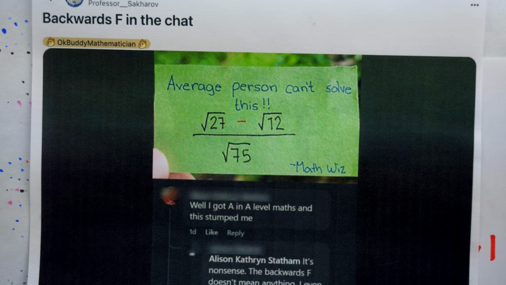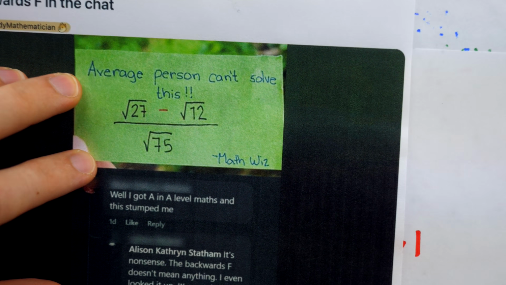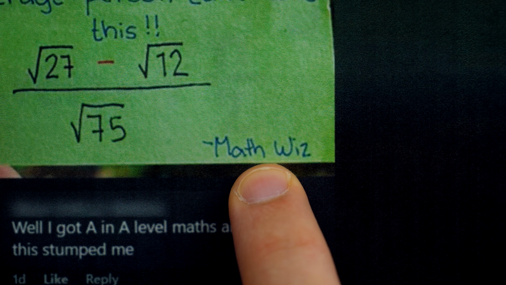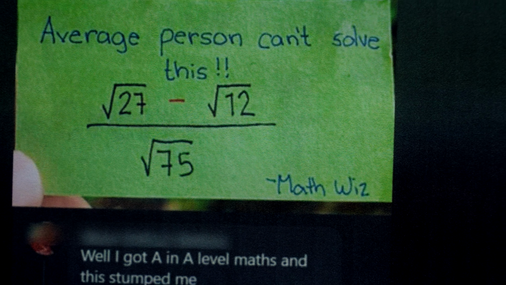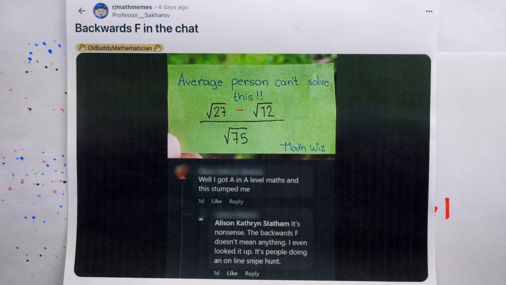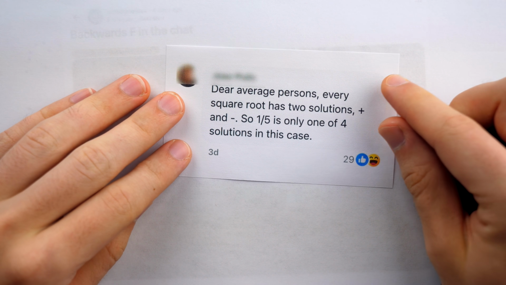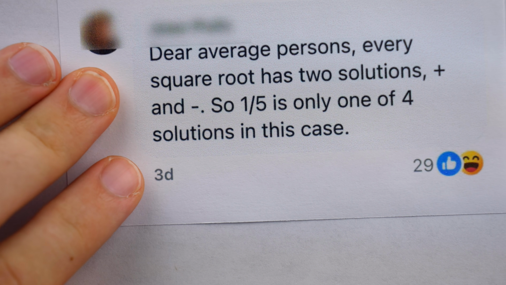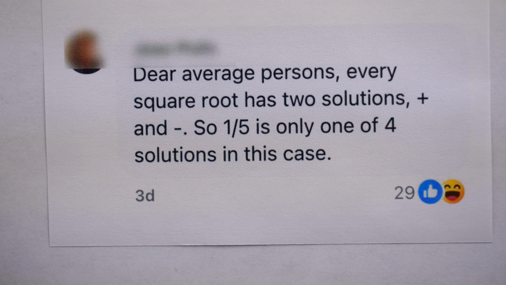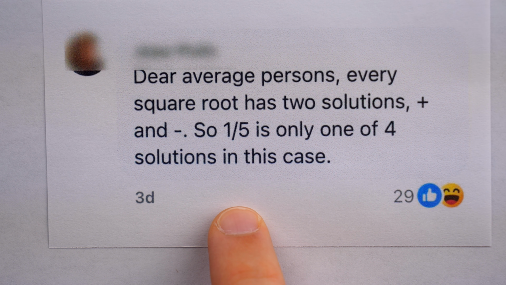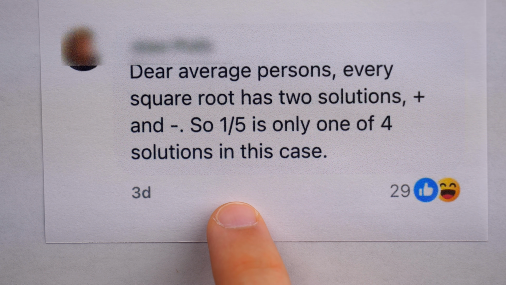I see a lot of accounts that post content like this, but I never heard of the so-called Math Wiz, so I did a little bit of searching on Google to try to find the account. And I did end up finding the Math Wiz account on Facebook that originally posted this, and then found some funny comments on that. Somebody said, "Dear average persons, every square root has 2 solutions, plus and minus, so 1/5 is only one of 4 solutions in this case." It seemed pretty clear to me that this guy was joking. Of course, maybe he's not, but I think he is.